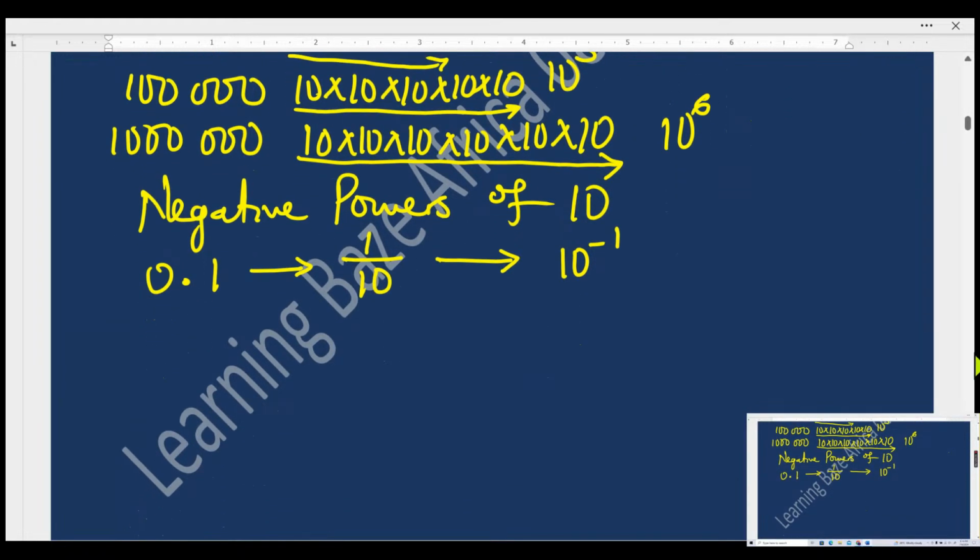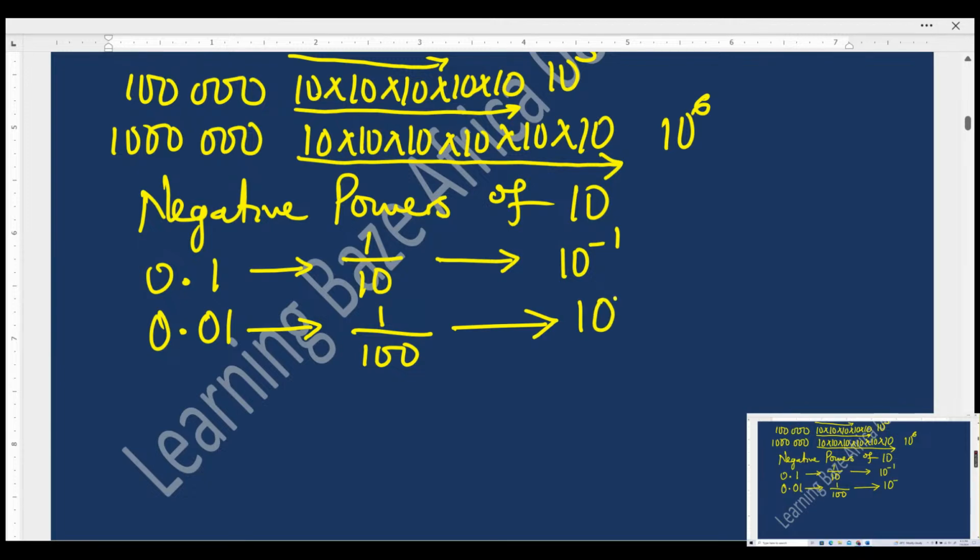All right? Now, the next negative power of 10 is 0.01. You can see that it has 2 zeros. This next power of 10, which is negative, has 2 zeros. So that will be 1 over 100. And the negative power of 10 will be shown as 10 raised to power minus 2 because it has 2 zeros. You can see that the negative powers of 10 are decimals, okay?